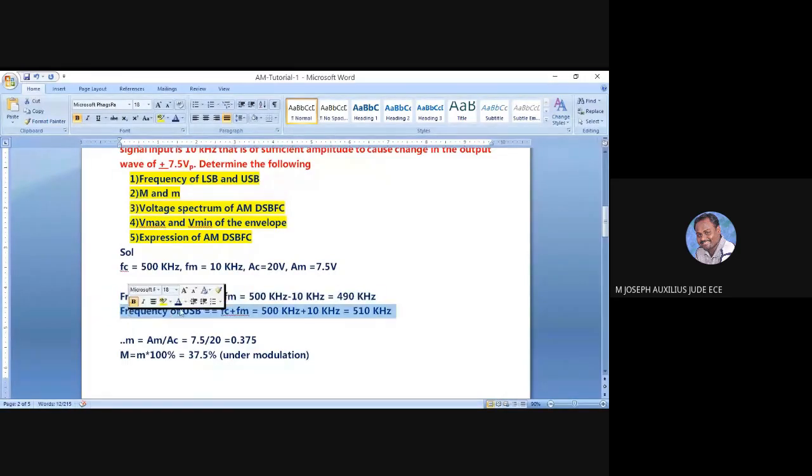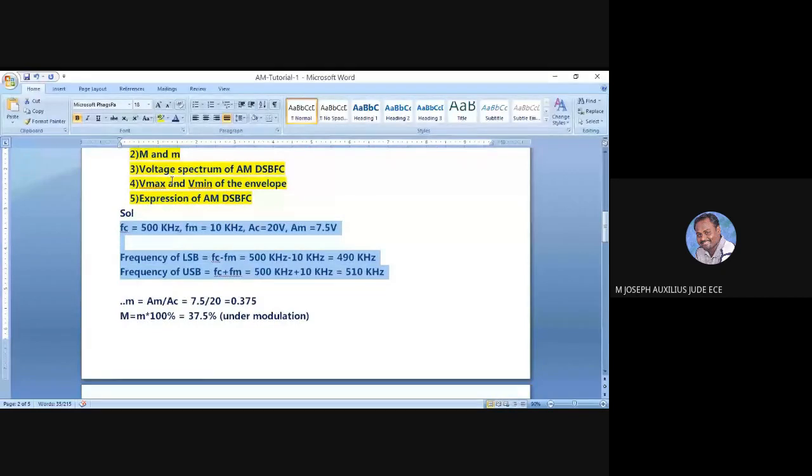And the upper sideband is FC plus FM. So what is FC? 500 kilohertz. FM is 10 kilohertz. 500 plus 10 is 510 kilohertz. So we have found the first one, the frequency of the lower sideband and upper sideband. Then we have to find out what? Percentage of modulation and modulation index.